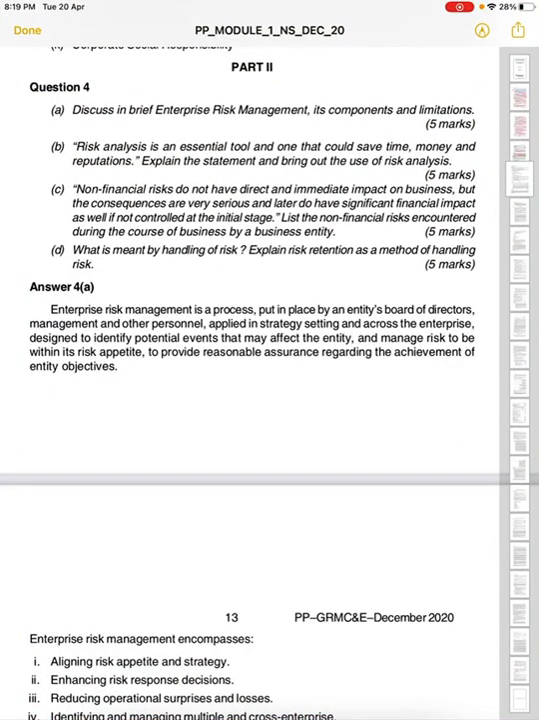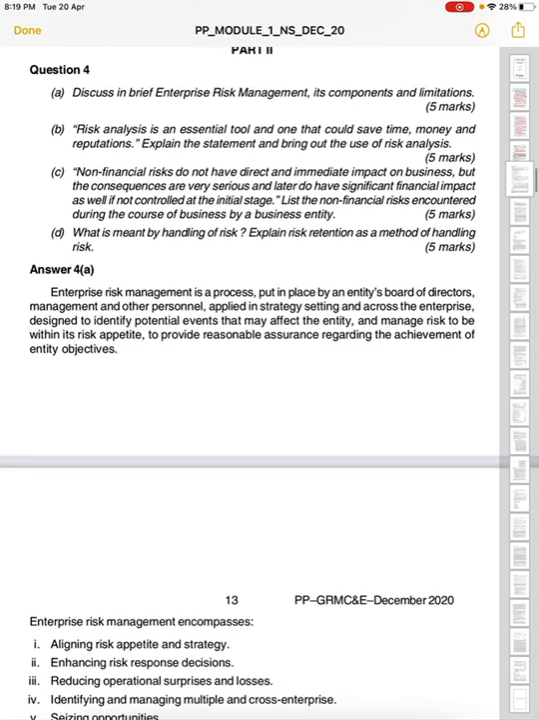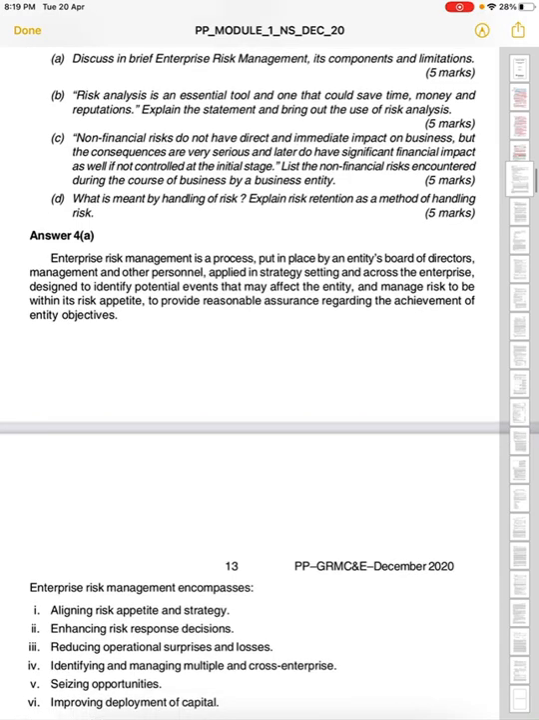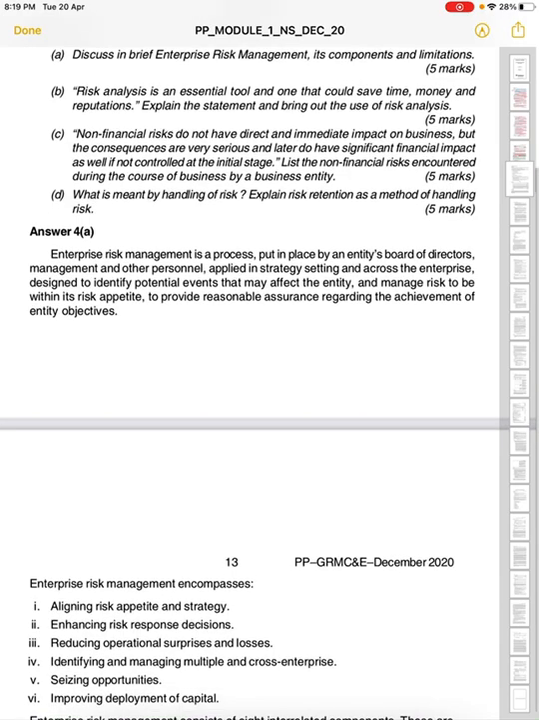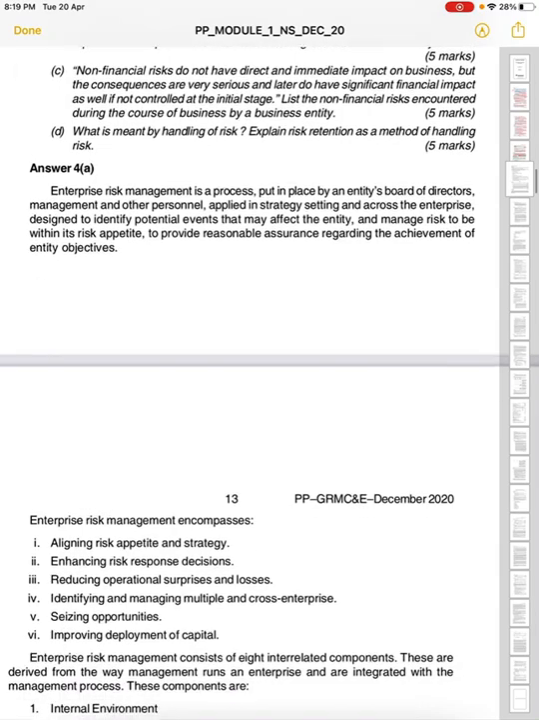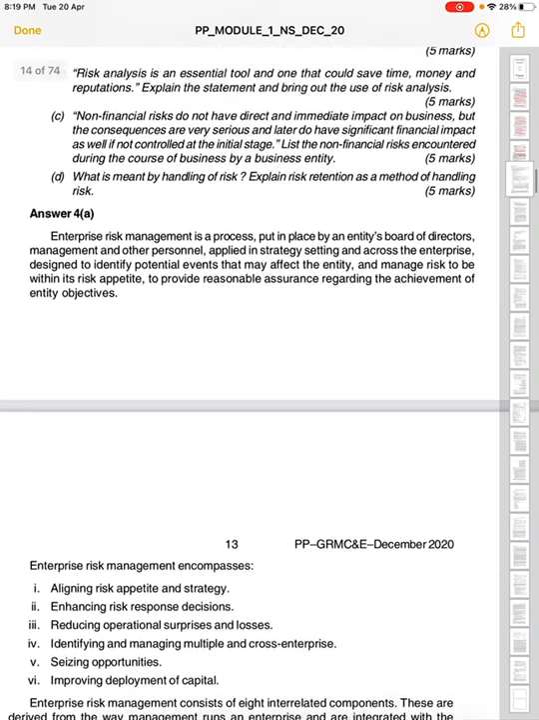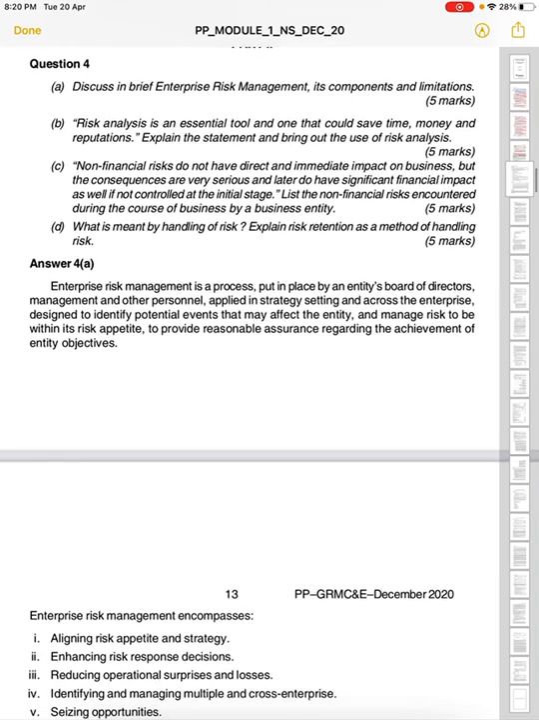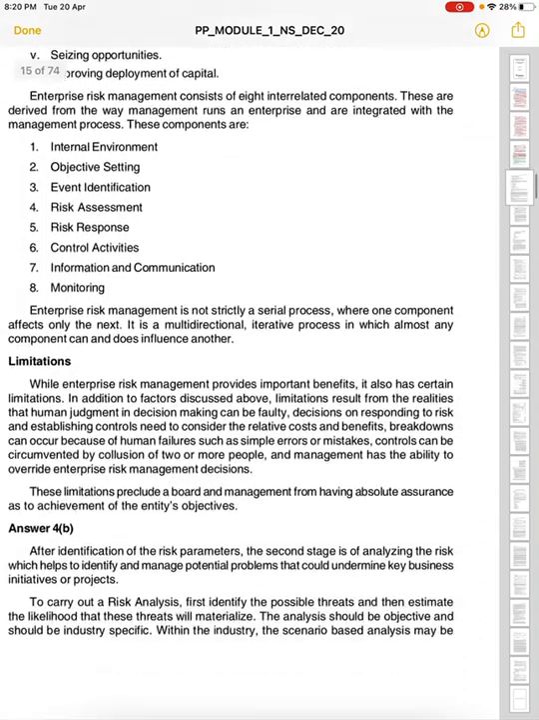Okay, so we have question number 4 that is related to our GS paper, our governance paper 1, and it is of 20 marks. So we are starting guidelines answer again. Here question number 4 part A is: discuss enterprise risk management, its components and limitations. This question is for 5 marks.